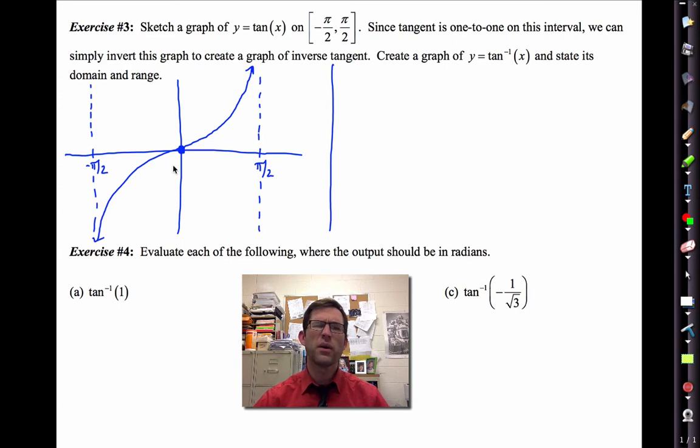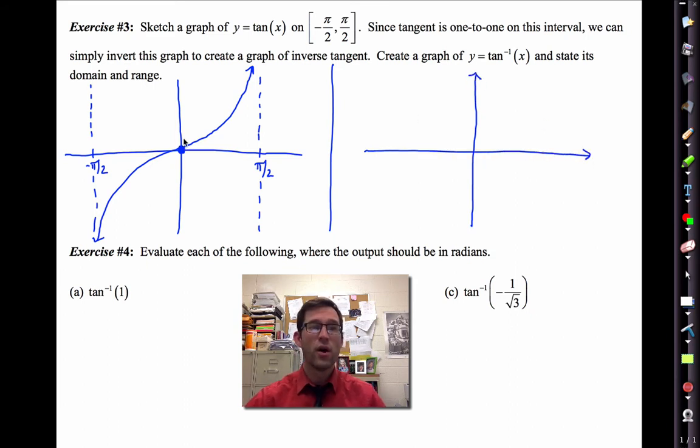Now what we want to do is we want to create a graph of inverse tangent. This is a little bit different because I can't really plot points. I mean, I can, but I'm not sure how helpful it is. One thing I could certainly do is if 0, 0 is on the graph, it's on its inverse as well. Now here's the key. Since this graph has vertical asymptotes, this graph will have to have horizontal asymptotes.